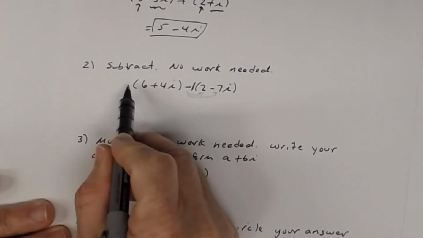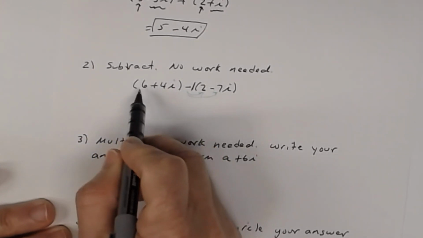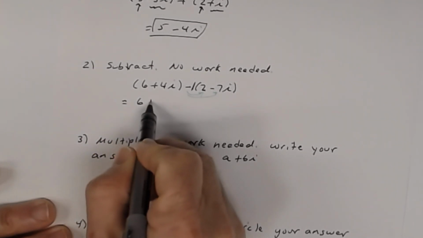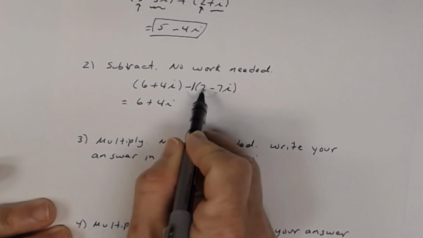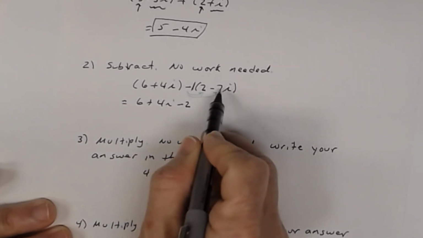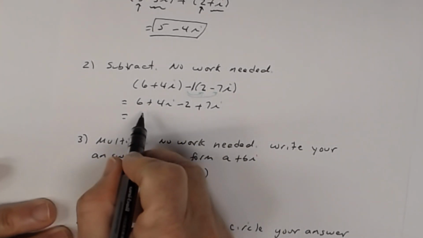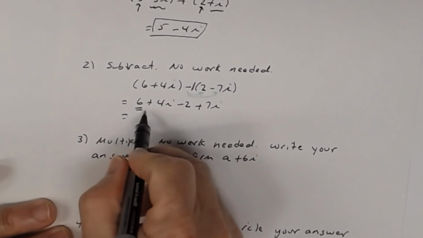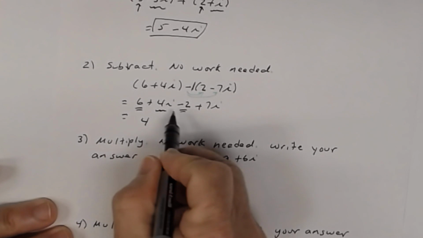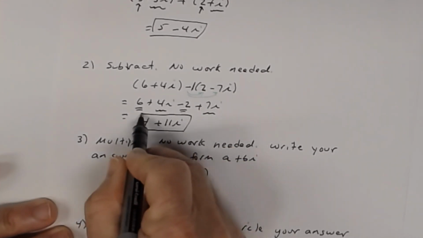Now this right here, the coefficient in front of this complex number is 1. So 1 times each of these terms is that same term. So this becomes 6 plus 4i, and then a negative 1 times 2 is a negative 2, and then a negative 1 times a negative 7i is a positive 7i. And then basically all you're going to do now is just combine like terms. So 6 minus 2 is 4, and then 4i plus 7i is a positive 11i.